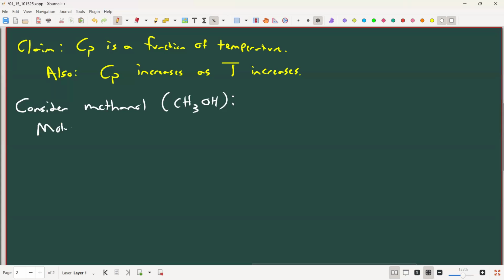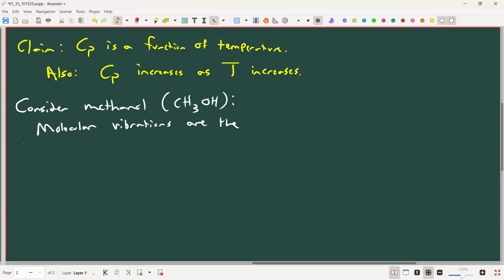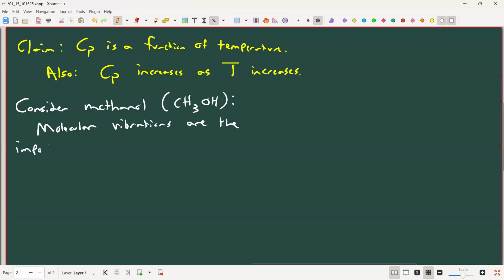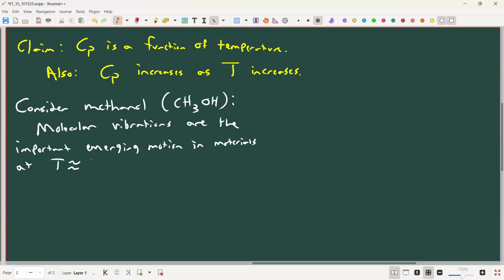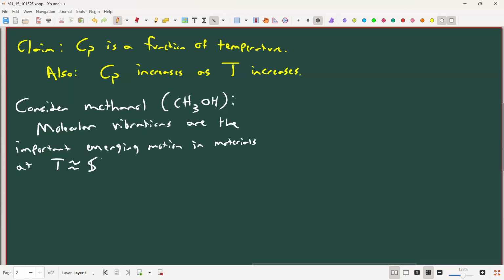So molecular vibrations are not the dominant, but the important emerging motion in materials at temperatures around room temperature, at STP.